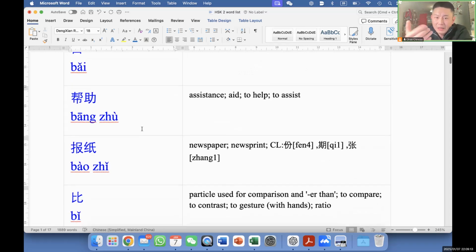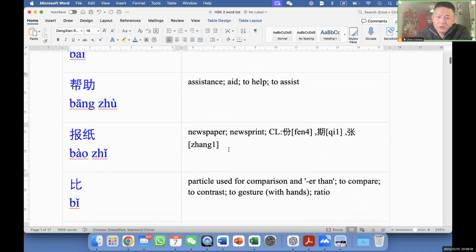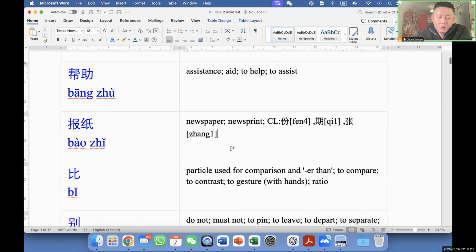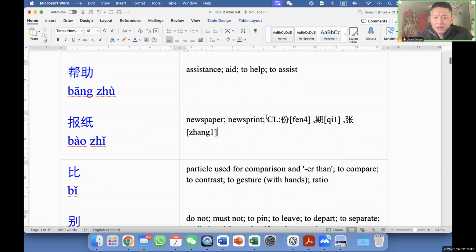It's easier. 我帮助你 sounds a bit too formal, too intense. 我帮你，你帮我吗？你能帮我吗？报纸, newspaper. We have 报, to report, and 纸, paper, so report paper, newspaper. And then here we have some extra information, which is the classifier or measure word for 报纸. It is 一份报纸. It's like a few pages, 一份报纸.